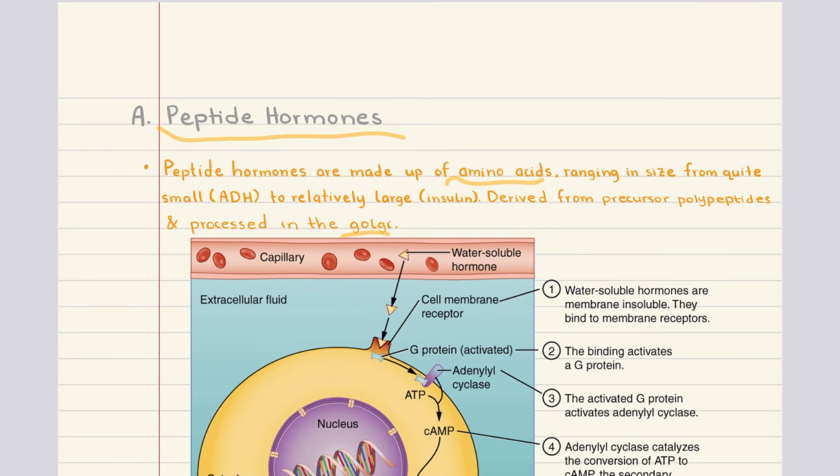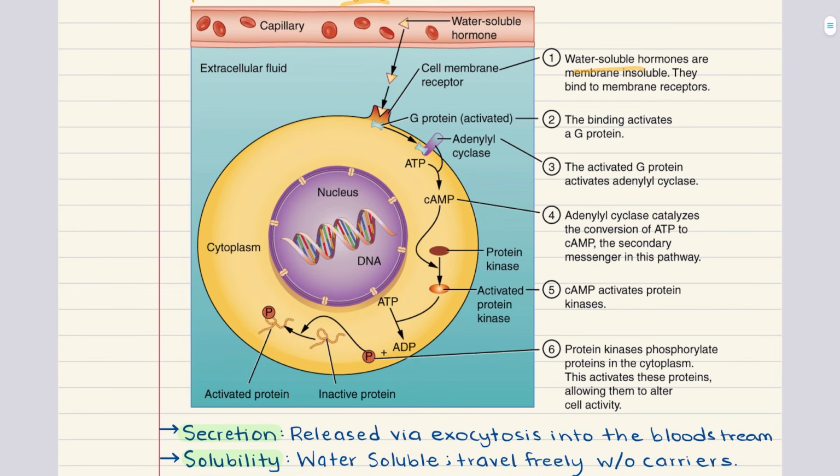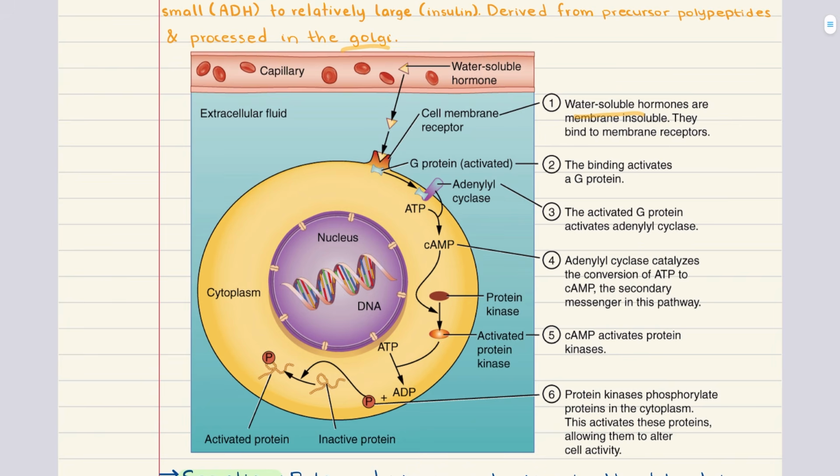Now, peptide hormones are water soluble. And because they are water soluble, they actually cannot pass through the hydrophobic lipid bilayer of cell membranes. Instead, they have to bind to receptors on the membrane. So they bind to receptors on the surface of the target cell membrane.